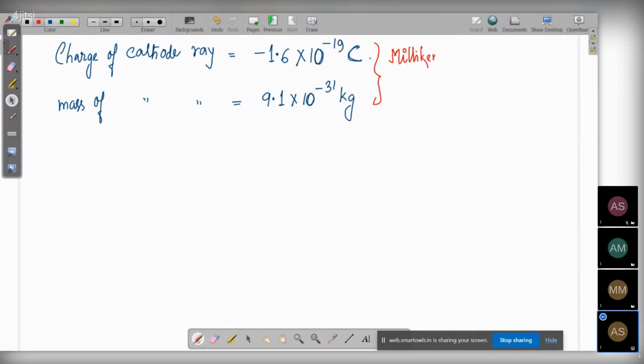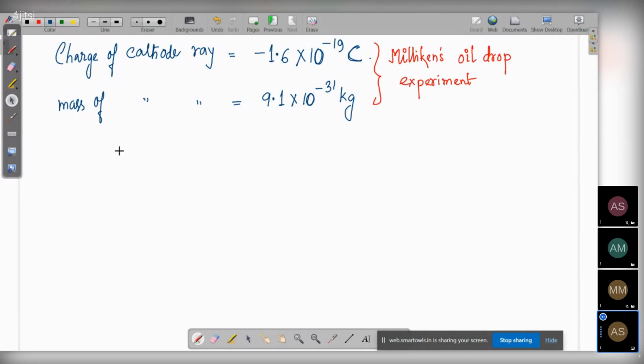Millikan's oil drop experiment. So he did his experiment, which is named as the oil drop experiment. And using that experiment, he found out the charge and the mass of these things.